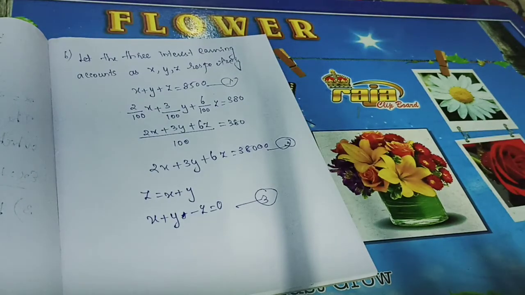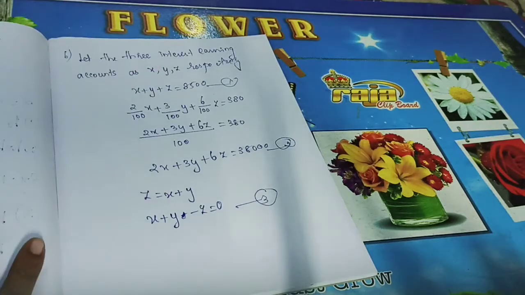Then what will you do? First find delta. Afterwards find delta x, then delta y, then delta z, and find out the x, y and z values. If you find the x, y and z values, you will get the answer. Understand? So up to here, exercise 1.2 is over.